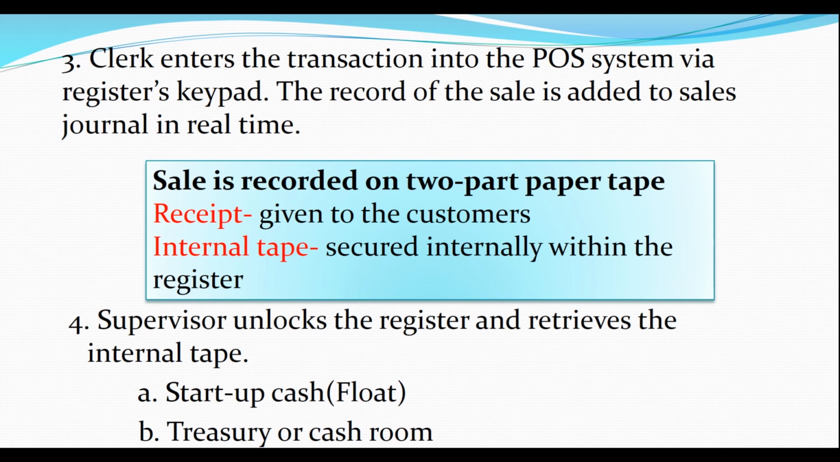The sale is recorded on a 2-part paper tape, wherein the receipt is given to the customer, while the internal tape is secured internally within the register. Number 4. At the end of the clerk's shift, the supervisor unlocks the register and retrieves the internal tape. The cash drawer is removed and replaced with a new cash drawer containing a known amount of start-up cash for the next clerk.